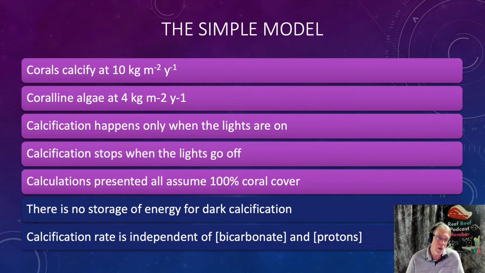So the model is that corals calcify at about 10 kilograms per square meter per year, so 10 calcification units. Coralline algae calcifies at about 4 calcification units. Sand area is neutral in this model. It has 0 calcification units. Calcification happens only when the lights are on. It stops when the lights go off. And the simulations that I'm doing, the calculations that I'll present, assume 100% coral cover.